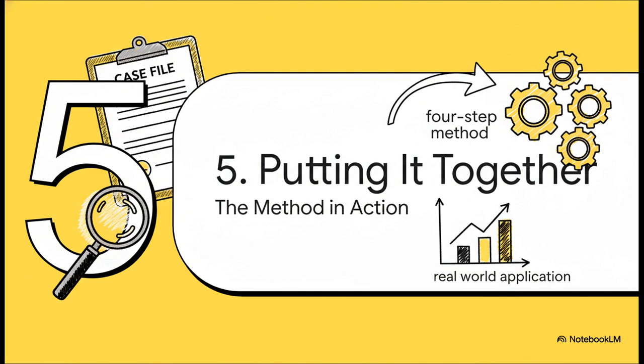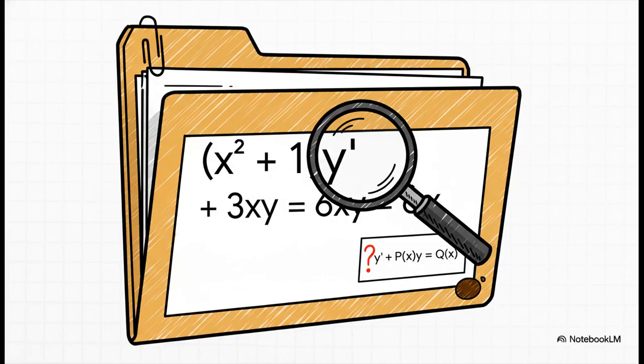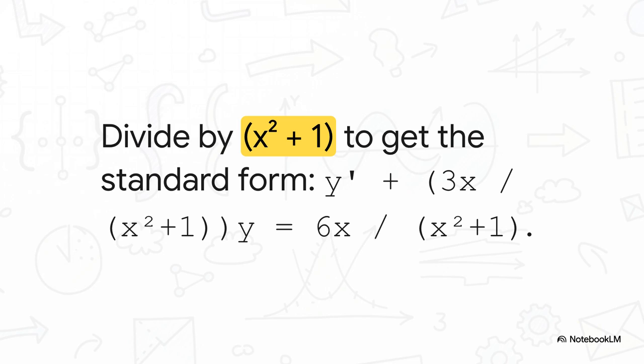We're going to pull a problem from the files and walk through it step by step, putting our four-step method to the test. And here is our case. Now, right off the bat, you can see it doesn't quite look like our standard form, right? That y prime term, which is just another way to write dy dx, it's got that x squared plus 1 hanging around. So our first step should be pretty obvious. So for step 1, we just divide the whole equation by x squared plus 1 to get that y prime by itself. And just like that, it's in perfect standard form.